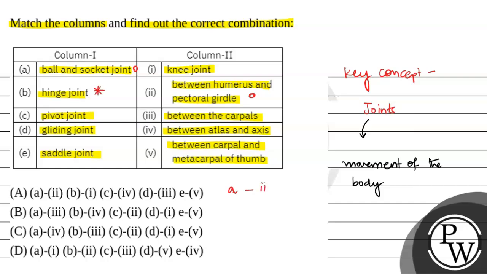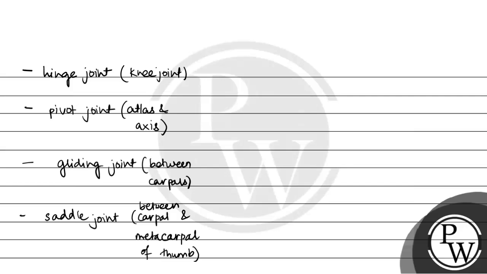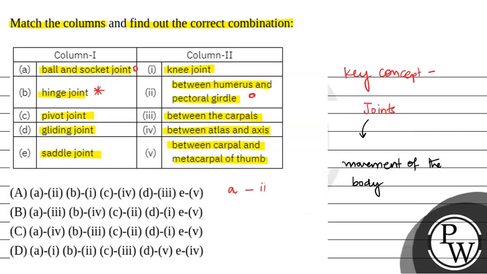Second होता है hinge joint. Hinge joint जो होता है, it is the knee joint. It is also a type of synovial joint. The knee joint is the hinge joint. So B का हो गया 1.